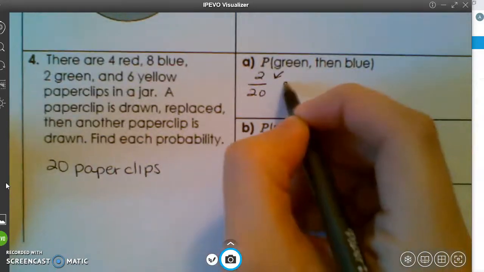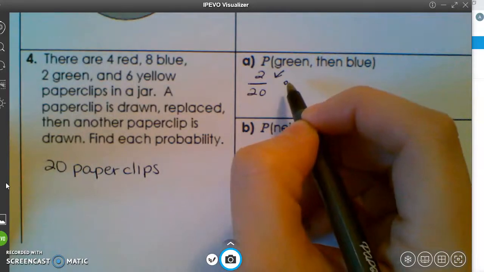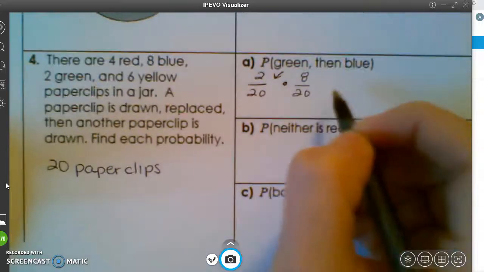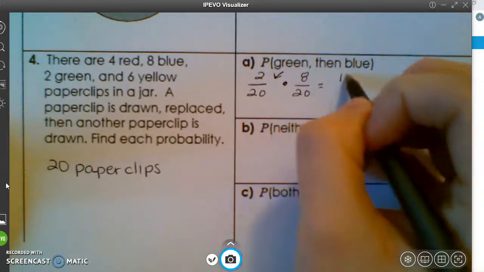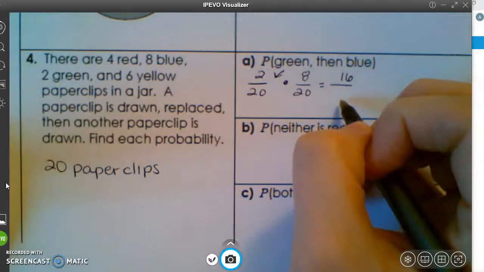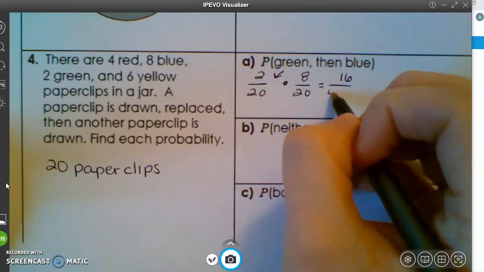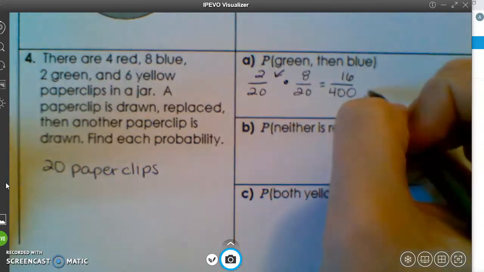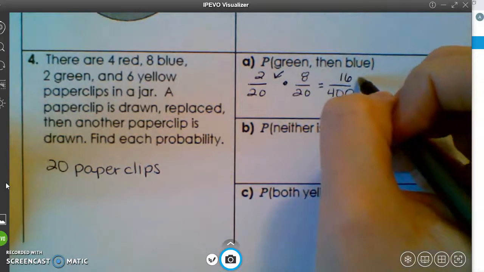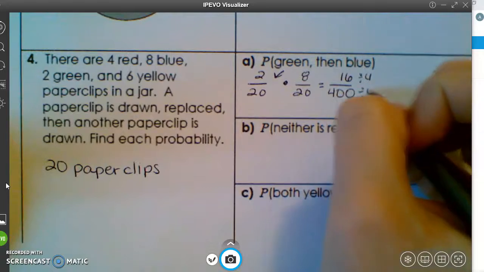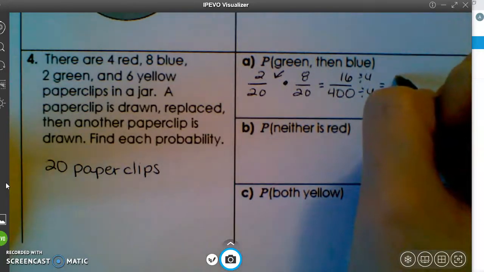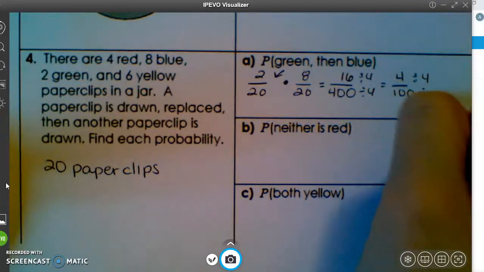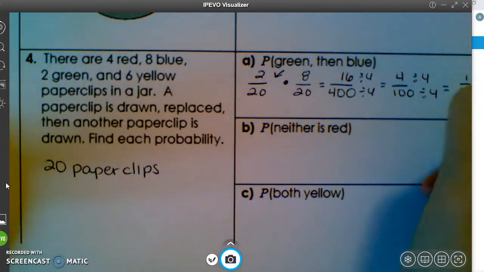And then we want a blue. How many blues are there? Well, there's 8 blues out of the 20 paper clips. And then we multiply those together. So 2 times 8 is 16. 20 times 20 is 400. You could simplify beforehand if you would like to make it easier, but I could divide both of those by 4 and I would get 4 out of 100. I could divide both of those by 4 again and get a 1 out of 25 chance.